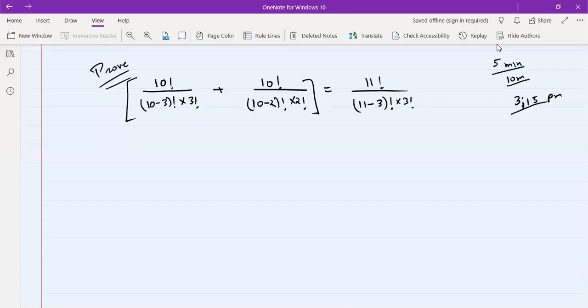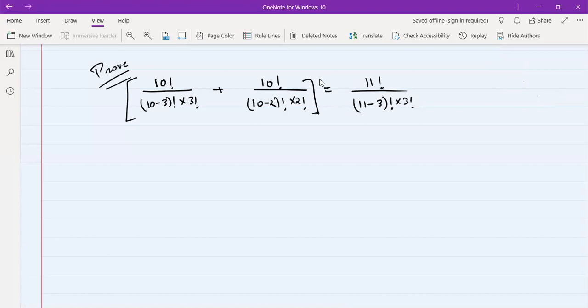Okay, everyone. So everyone is back. Now let's see how to prove this. You don't have to solve both LHS and RHS. You just have to pick the LHS.